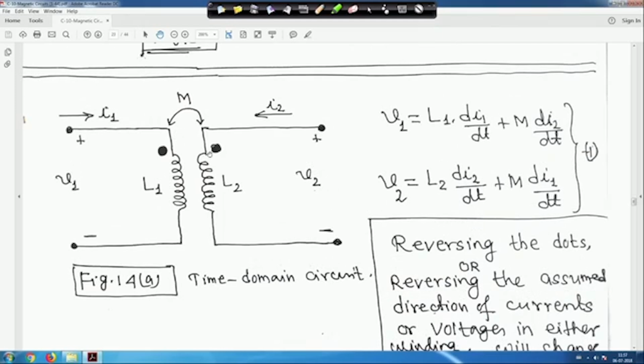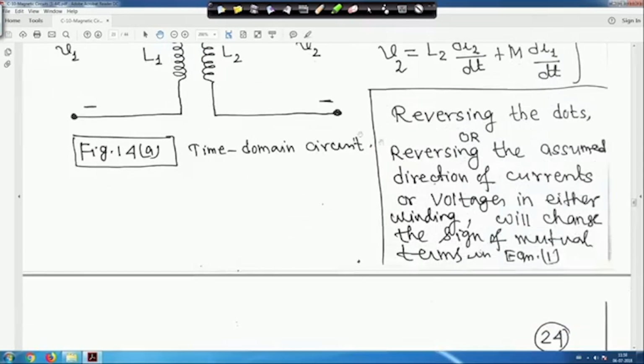Either you change the dot or you reverse the current, you have to see whether the current is leaving the dot, right. For example, instead of this direction, suppose the current direction is like this. That means this current is leaving the dot and this one is entering the dot, it will be minus, right. If both currents enter the dot, it will be plus sign. If both currents leave the dot, then also it will be plus sign. If one current is entering the dot and the other is leaving the dot, then it will be negative sign, right. Everything is written here for you.